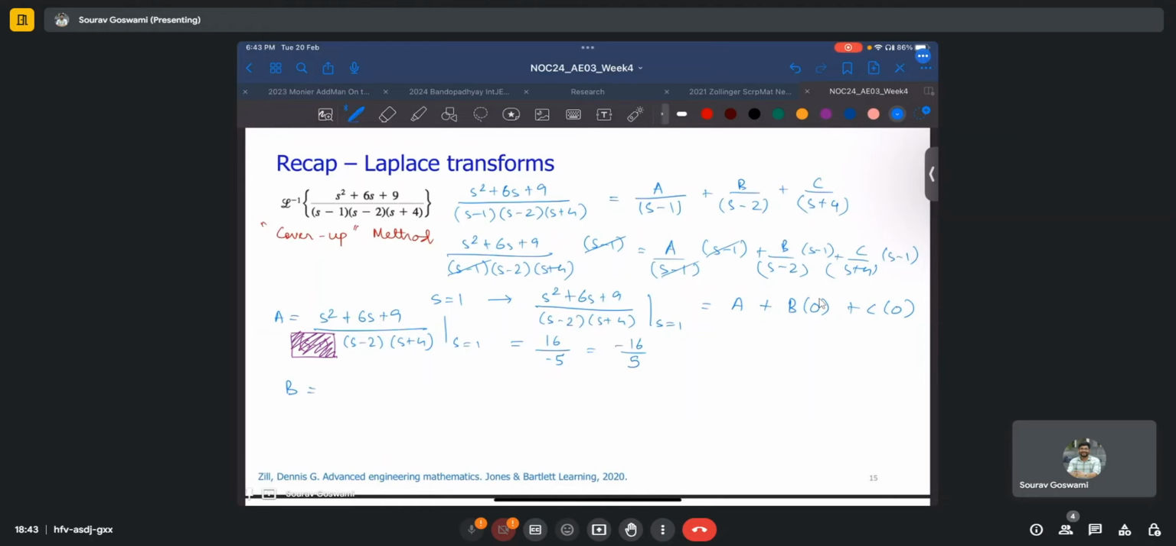Similarly, I can calculate b. So this is s square plus 6s plus 9 by s minus 1, s minus 2, s plus 4. I cover up the second root. So b is the numerator for s minus 2, so that is the term we'll be covering up. Evaluate this at the root, so s equals 2. And what we end up with is 4 plus 12, 16 plus 9 is 25 by 6.